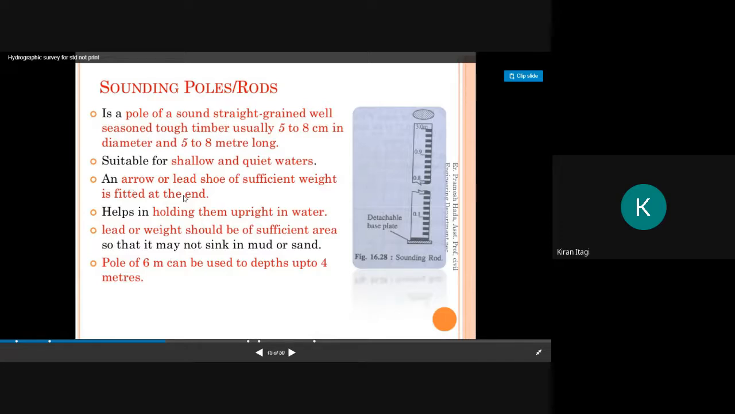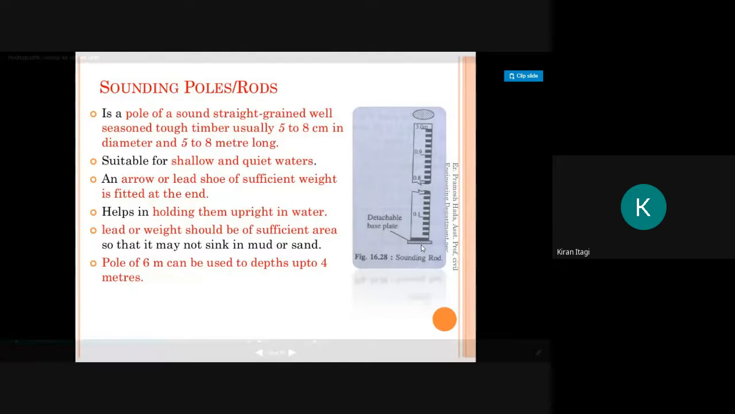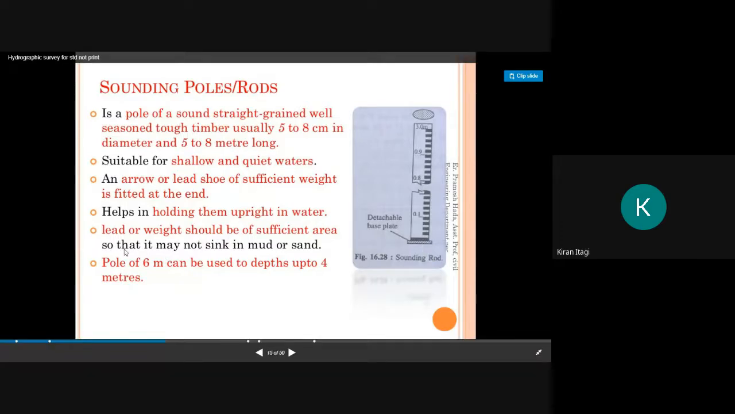An arrow or a lead shoe of sufficient weight is fitted at the end. So here they have attached some weight so that it will go straight down. The arrow and lead shoe help in holding the pole in an upright stand. So this will help it to stand in a vertical position. So a pole of 6 meter can be used to a depth of how much? 4 meter.